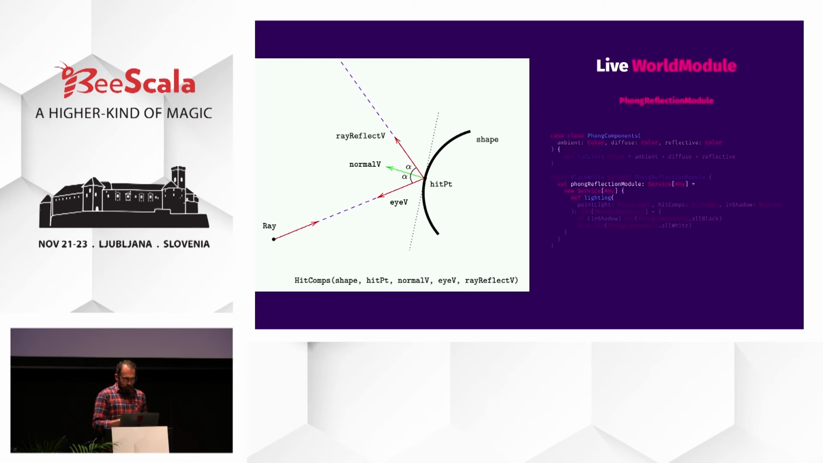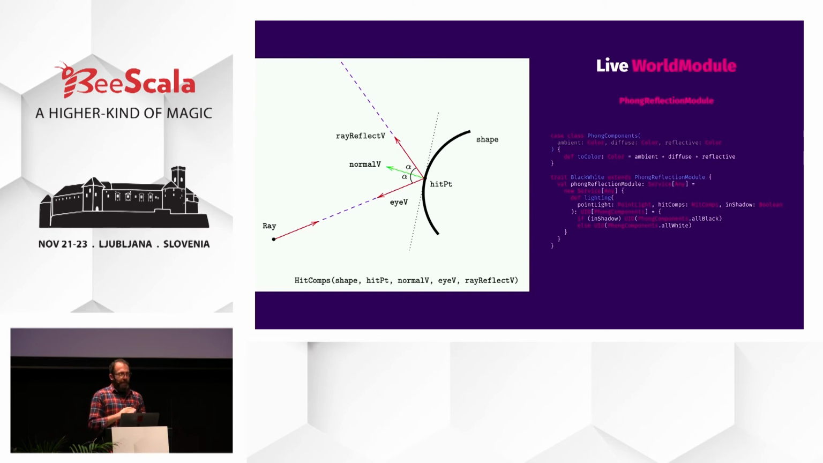So the Phong reflection module will consider the heat components, the point light that describes where the light is, and the fact that the point is shadowed, and will produce some color. Actually, it will produce three colors that cater for the ambient light, the diffusion of the light, and the reflection of the light itself. And then these three colors will be combined together and produce the final color of our shape.